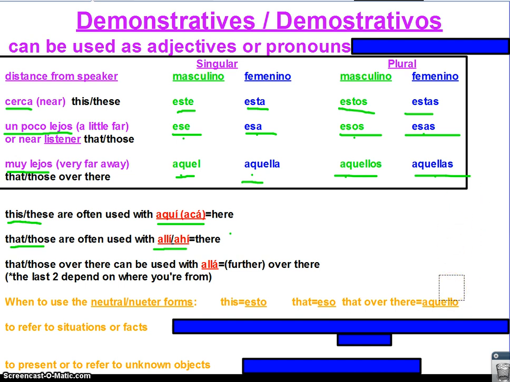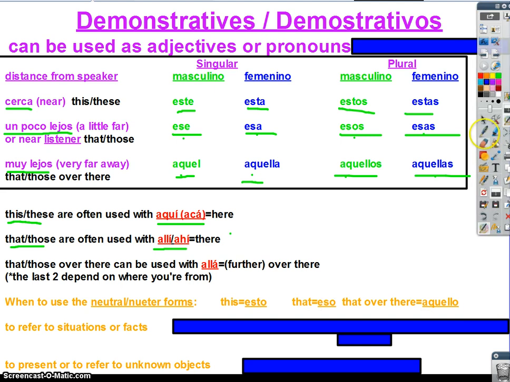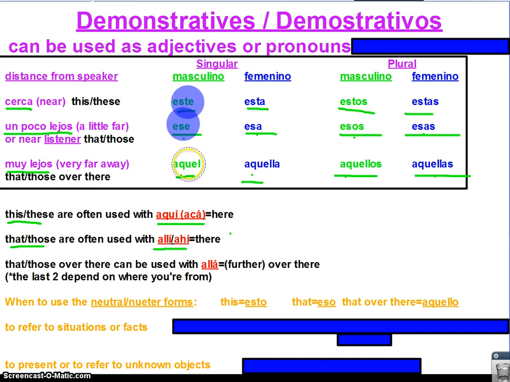So you guys are going to have to try really hard to remember that the neuter forms end in O, and that the masculine forms actually don't. If you look, the masculine forms end in E's, or in this case, an L. So this time, if it ends in an O, it's actually neutered. And if it ends in these, it's actually masculine.